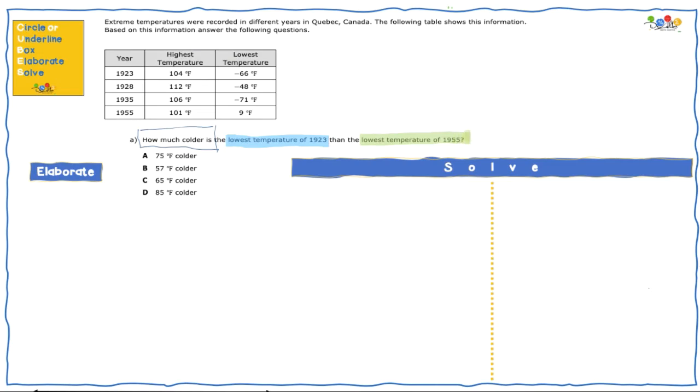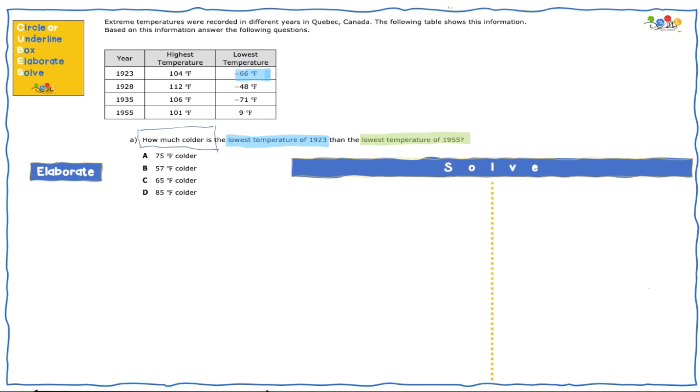Using colors will help me to make sure that I match the information correctly, and I'm gonna say okay, so 1923 it will be here, and there is a high temperature 104 and the lowest temperature negative 66, and they want which of those two? Yes, the lowest. So this is the one we're looking for. And I'm gonna erase this. It was very thick. I'm just gonna put it like this.